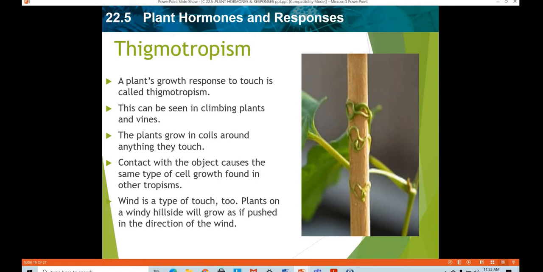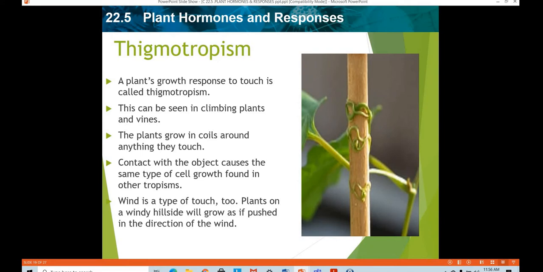This can be seen in the climbers, as you can see in this picture, or the vines. Can you see these tendrils which are surrounding? The plants grow in coils around anything they touch. Whenever they touch a stem or a stick, or for example a rod or anything besides that, whatever they touch, they coil around it. So contact with the object causes the same type of cell growth found in other tropisms.